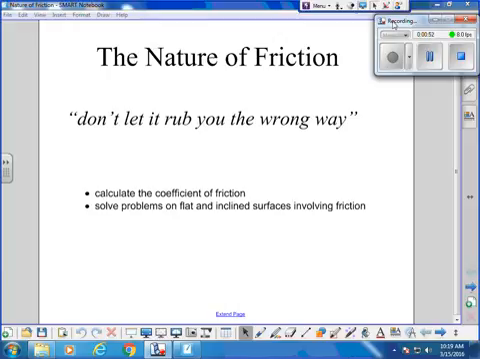Okay, so basically what I've done is I've taken this handout here, and I've created notes that go with it. So if at the end of my little discussion here you're not 100% convinced of something or you want to read a little bit more, then you've got the handout that goes with that. Alrighty, so yes, the nature of friction, and as I like to say, don't let it rub you the wrong way.